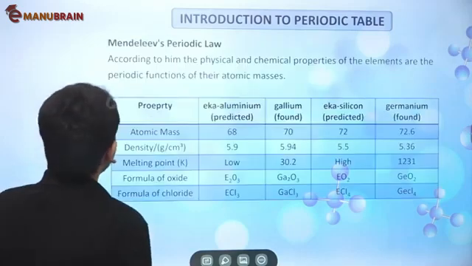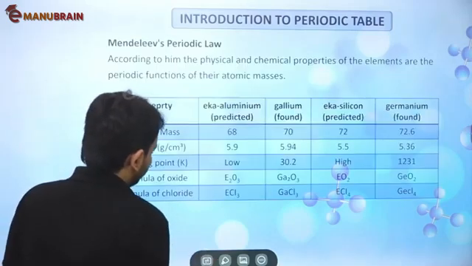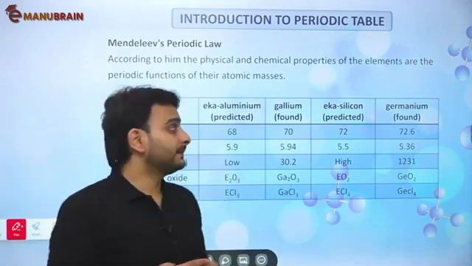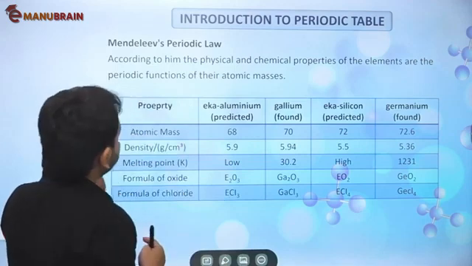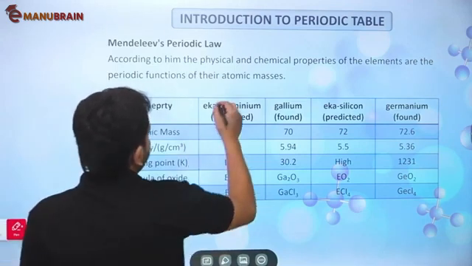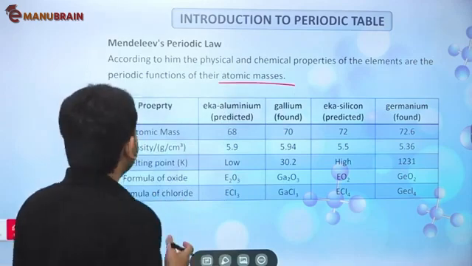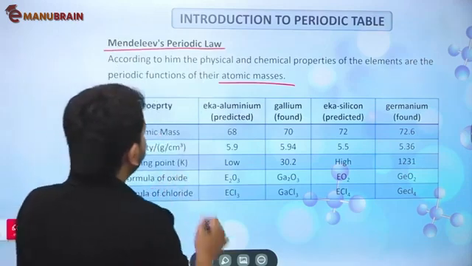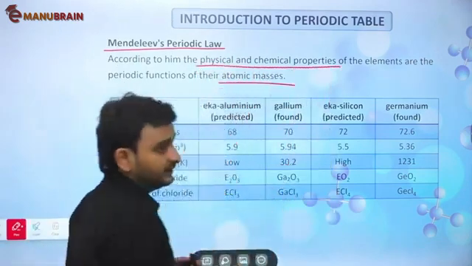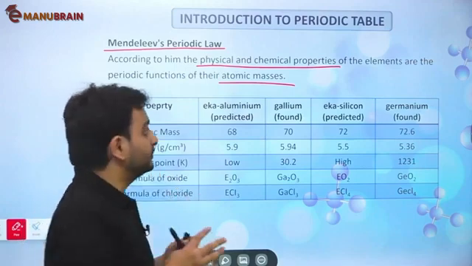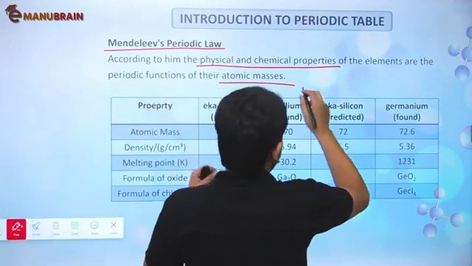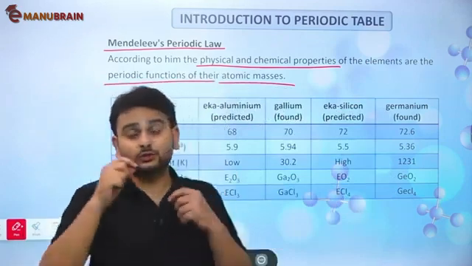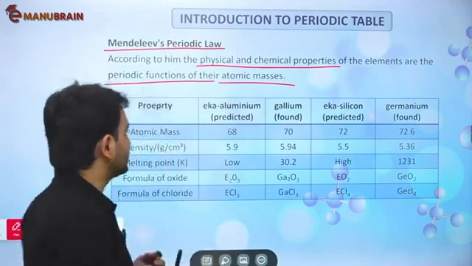I'll move on. Then came Mendeleev. And Mendeleev, with absolute ingenuity, arranged the elements according to their atomic masses. Newlands did that, but Mendeleev took the same approach and dug deeper. He took a holistic approach, and he said that the chemical and physical properties of elements are periodic functions of their atomic masses. So they showed periodicity according to their atomic masses.